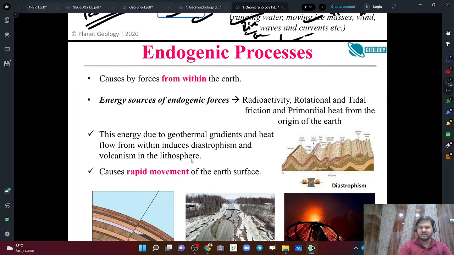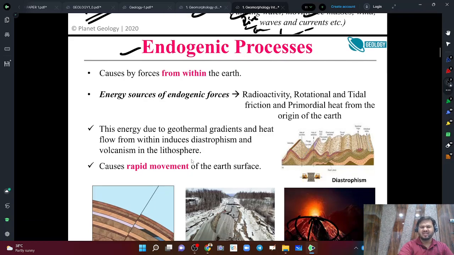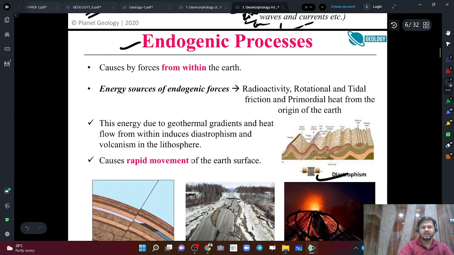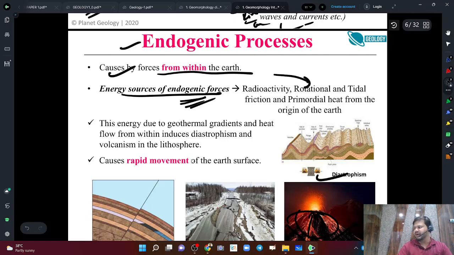So now we'll go into more detail of endogenetic processes. So it is very easy. You should just know the examples basically: faulting, earthquake, volcanism, diastrophism, right? And basically these are the forces caused from within the earth. And what are the energy sources of endogenetic forces? All those forces which lead to mantle currents and plate tectonics, right?